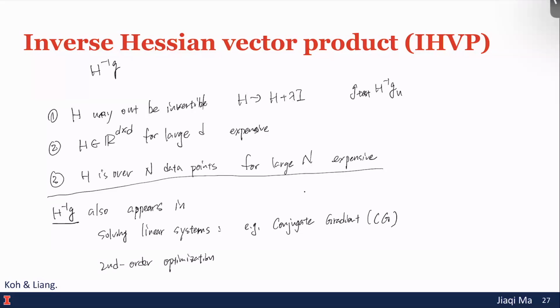So for example, Newton's method, right? You will see this kind of H inverse times gradient. So in this kind of second order optimization, especially for neural networks, there are tons of literature trying to solve this kind of computation problem. So many of the following works are actually inspired by the second order optimization literature.